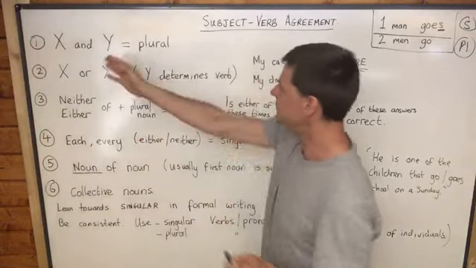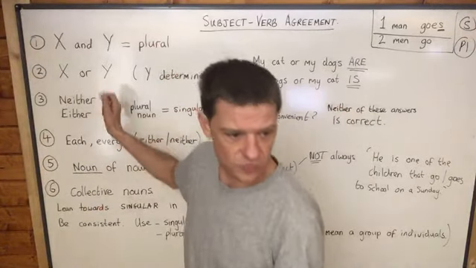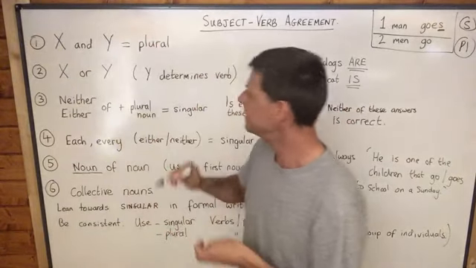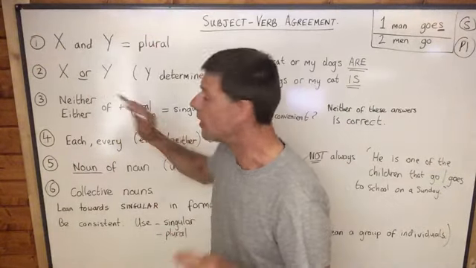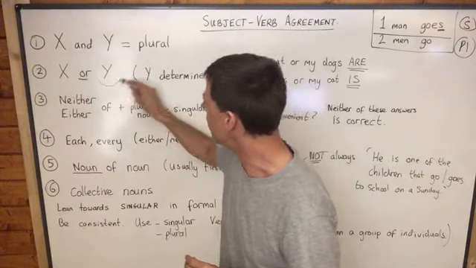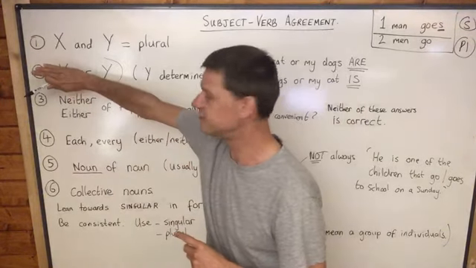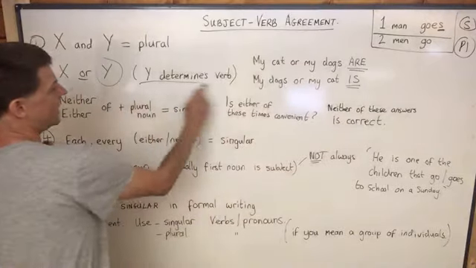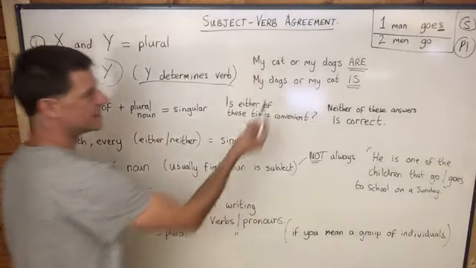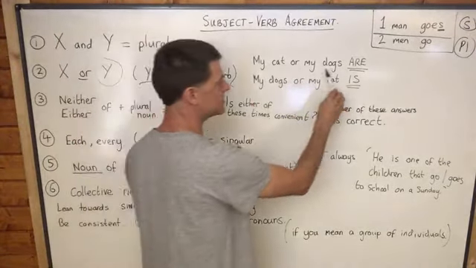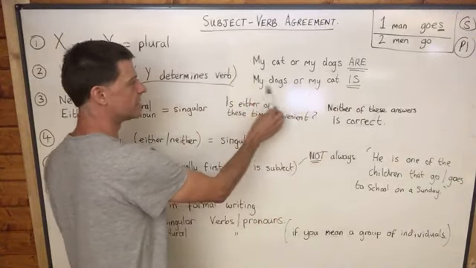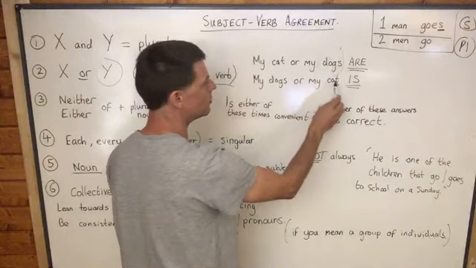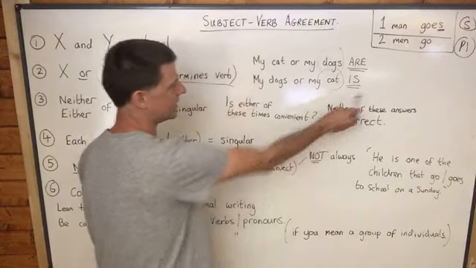Okay, so X and Y are always plural. X or Y, I'm taking too long on this lesson, X or Y. If you see an or, the only word that's important is the Y, okay? You can forget the rest of it at the front if you see a Y. And so I say Y determines the verb form. Here's a quick example. My cat or my dogs are, but my dogs or my cat is. Okay, so only this one is important. Dogs are, my cat is.